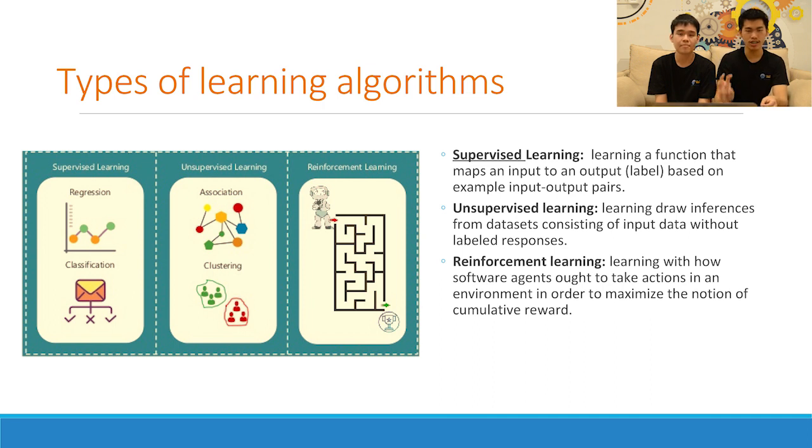So there are mainly three types of machine learning algorithms that we are going to discuss: supervised learning, unsupervised learning, and reinforcement learning. So first, let's discuss supervised learning. Supervised learning is a way that we have a dataset that contains inputs and also the outputs. So we have the inputs or features and our outputs or labels.